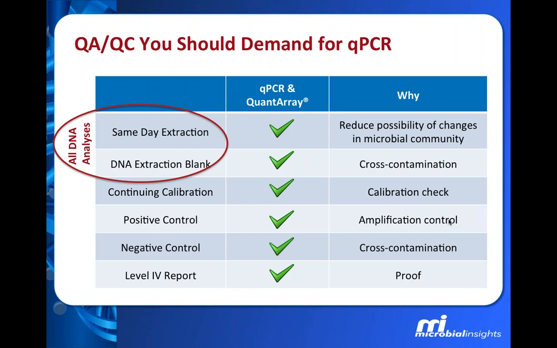A level 4 report should be available. That doesn't mean you always have to get it, because it does more work for the lab, so it's something that you should expect to pay for. And so you don't have to get one every round, but it should be available for you if there's questionable data. I would always ask for an example of that.